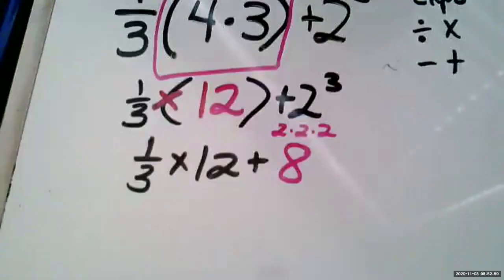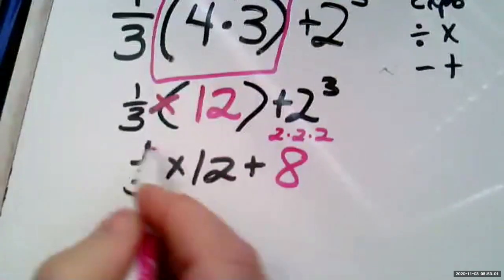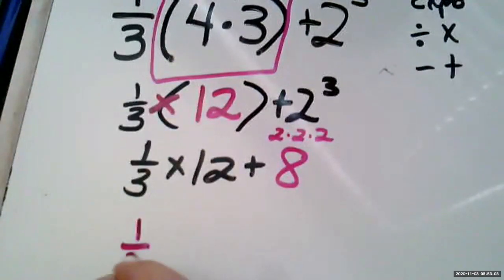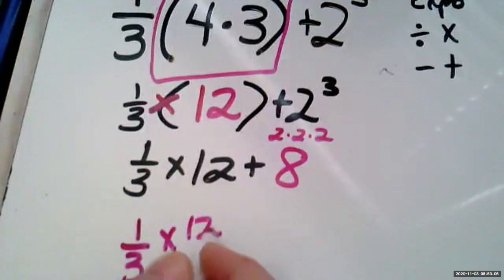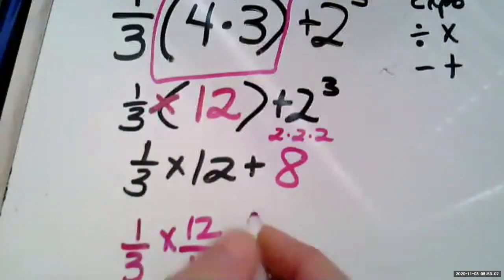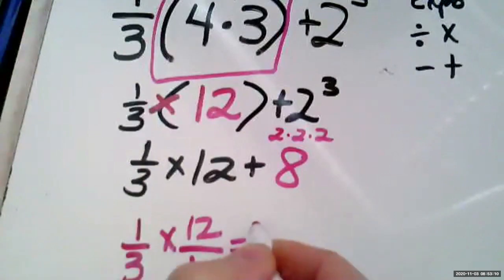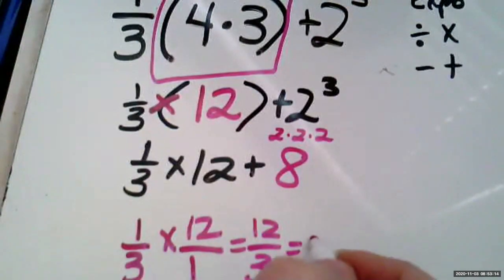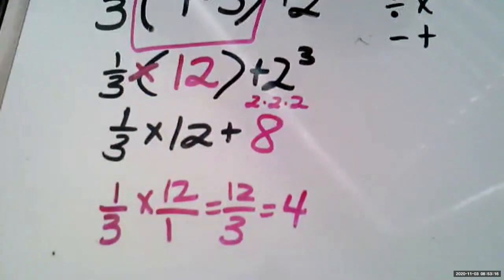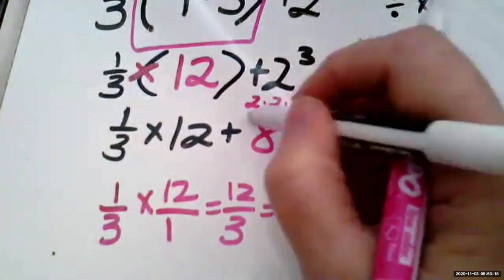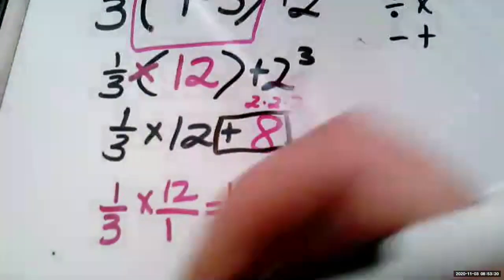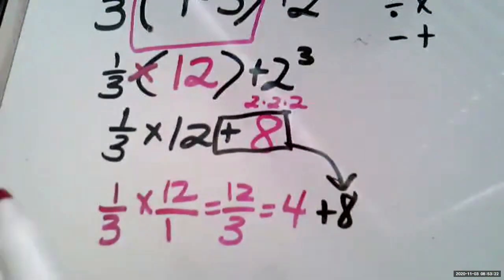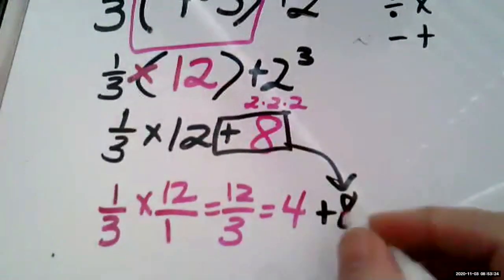Okay? 1/3 times 12, multiply straight across. Let's see, 1/3 times 12, or 12 over 1, equals 12 over 3, which reduces to 4. And then you still have this plus 8 that you have to bring down here. So 4 plus 8, final answer is 12.